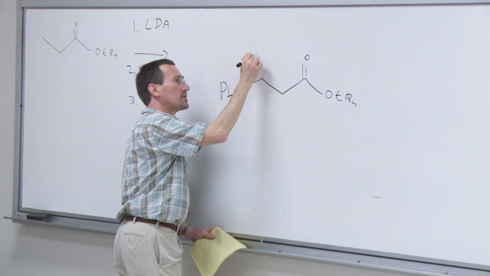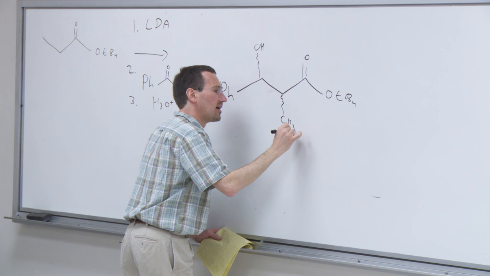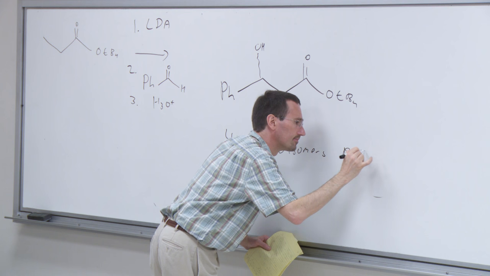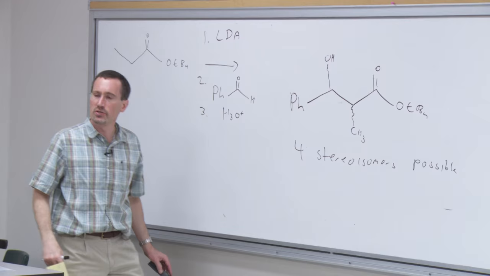In other words, our OH can be going forward or back. Our methyl group can be going forward or back. Four stereoisomers are possible. And I want to draw out those stereoisomers and talk about their relationship to each other.